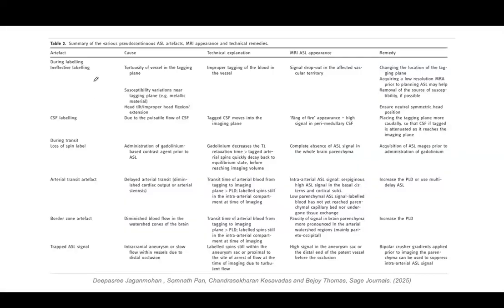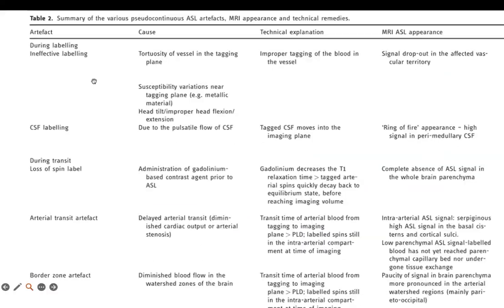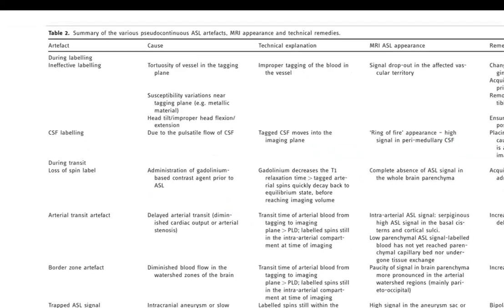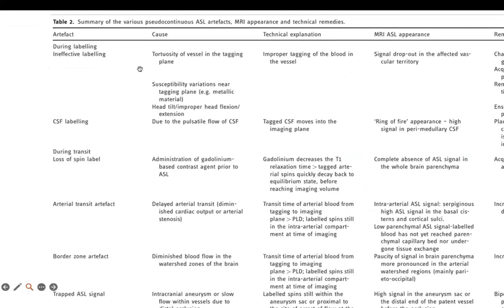And these are the artifacts which can happen during ASL. The artifacts can occur while labeling, while transit, or during reading of the image. During labeling, it is called ineffective labeling, where you have labeled in a wrong plane or in a wrong position. In all patients with ASL imaging, the head has to be symmetrical and it should not be tilted. If any tilting happens, there will be a minor occlusion on that side, which can affect the flow.